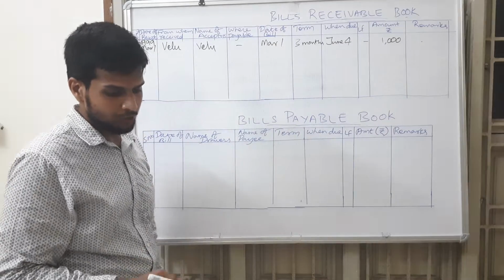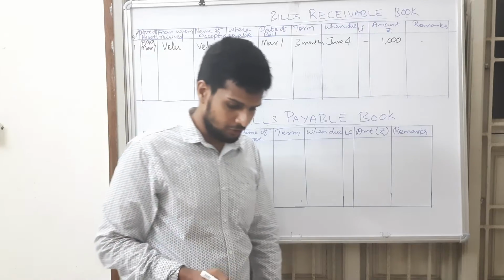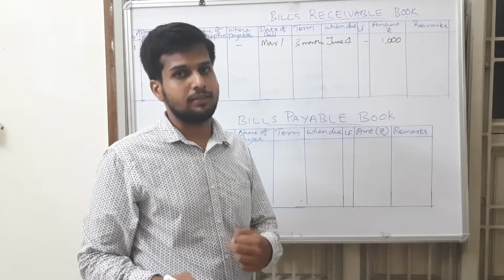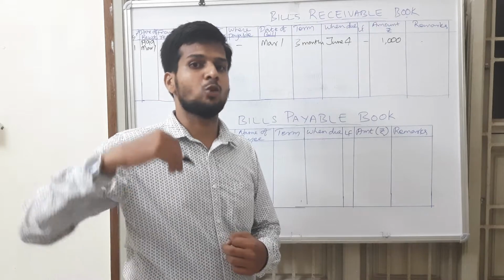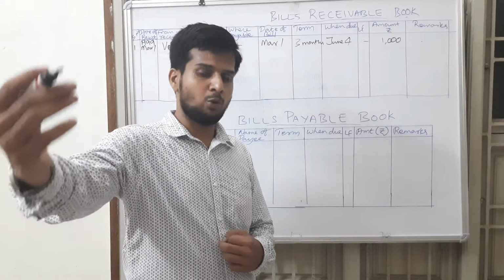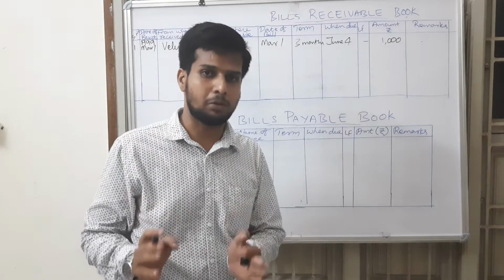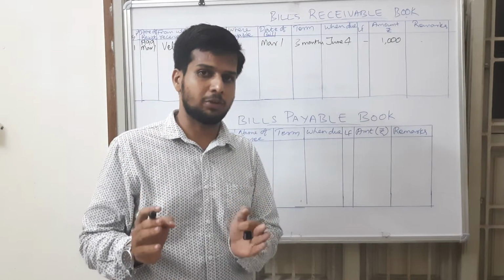Next we move on to the second transaction. On March 3rd, accepted a bill. That is, someone is drawing the bill and we are accepting it, which means it is a bill payable. That is called bills payable.